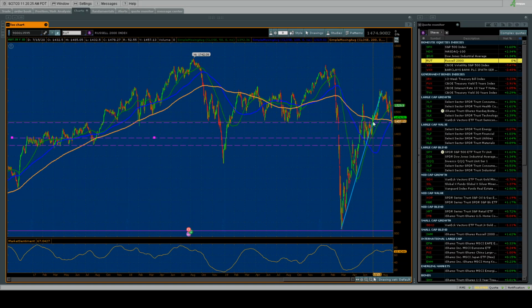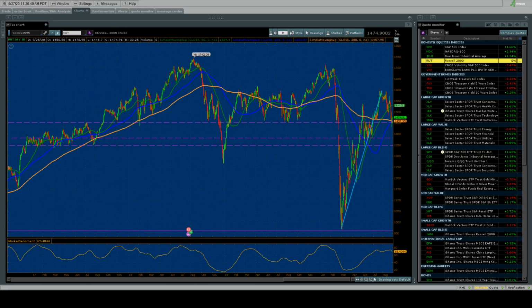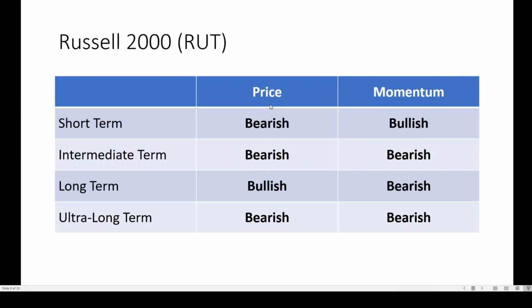If the Russell does not hold here, look for it to come down and reconfirm 1375. Now, does this mean the overall trend is broken if it falls down here? No, you can still say there's a bullish trend, but both price and momentum are saying, hey, there's something potentially bigger brewing on the downside on the Russell. Let's move on to the energy sector.